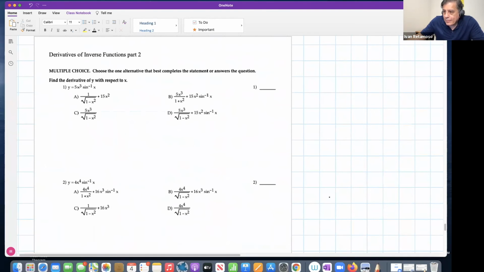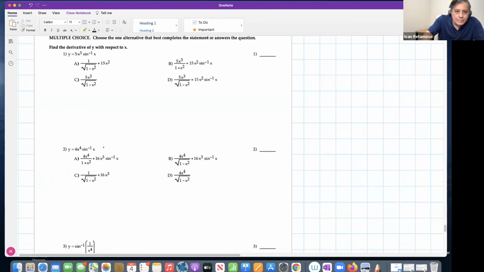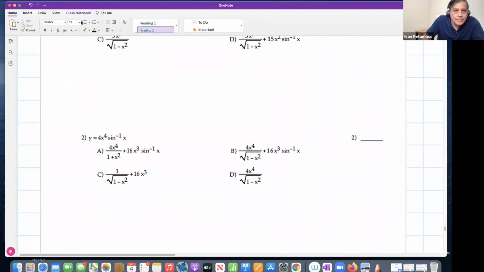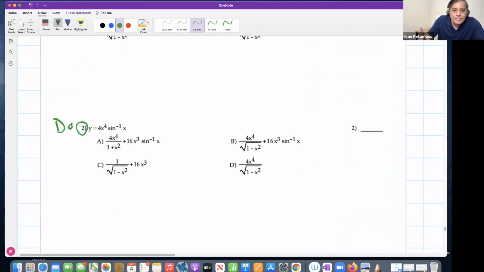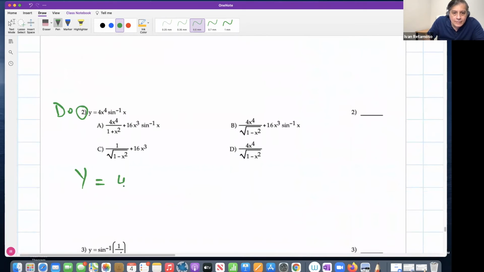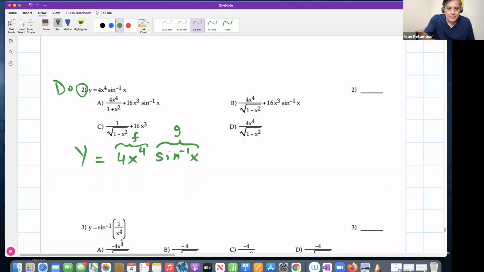Let's start with the one with a product rule. I gave you an example, right? So probably we can work this out. Let's try number 2. Can you try it? Hint, identify this guy with F and identify the sine inverse of X with G. Yeah, it's application of the product rule, and then we'll go over these tricky cases there.